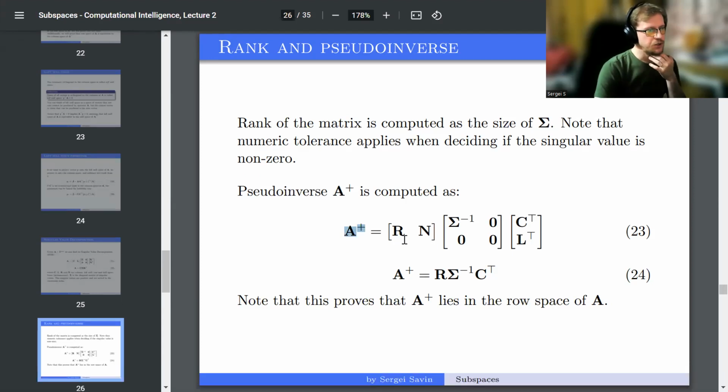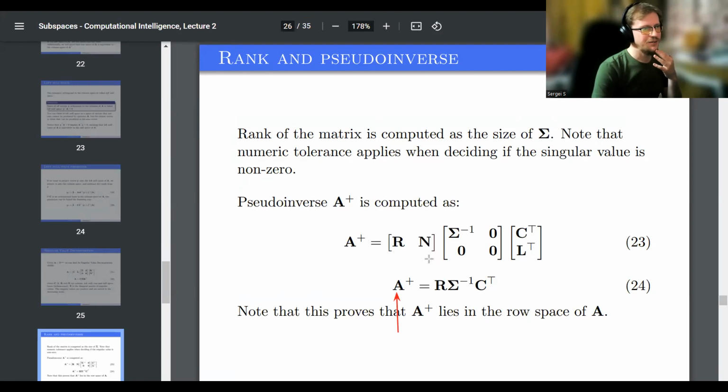So we found how pinv looks. Now notice that with this, we automatically prove that pinv lies in the row space. Why? Because it is defined as something multiplying R multiplied by something. Since R is a row space, no matter what you multiply it by, it will still produce a row space vector. So the columns of R cannot produce anything but row space vectors, because they are bases in the row space. So that's how we can prove it. Pinv is defined this way, and we get what we get.